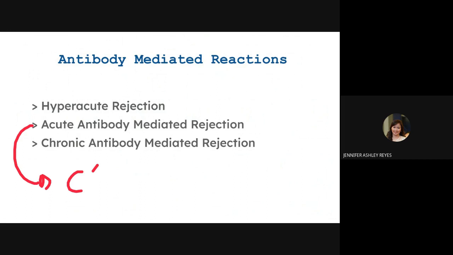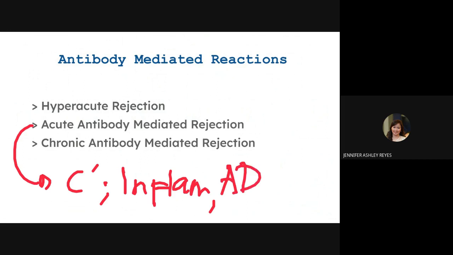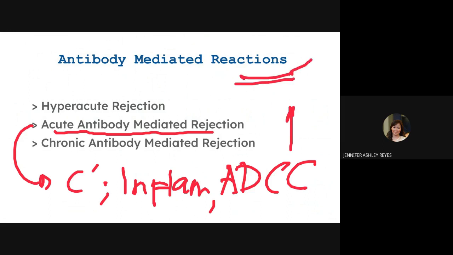Complement-mediated or complement-dependent cytotoxicity, inflammation, and antibody-dependent cell-mediated cytotoxicity. Okay, so ano ang target ng antibodies in this type of acute rejection? Mostly graft vasculature. Okay, so yun yung acute. Hyperacute: preformed antibodies. Acute: antibodies produced after transplantation.